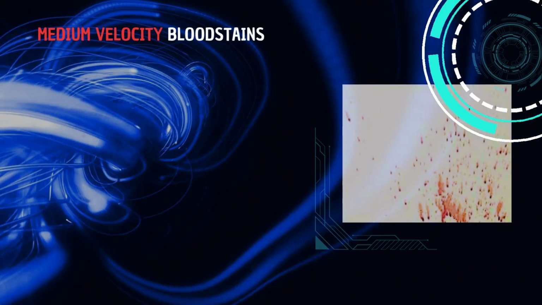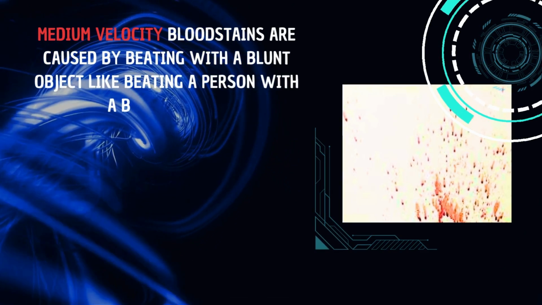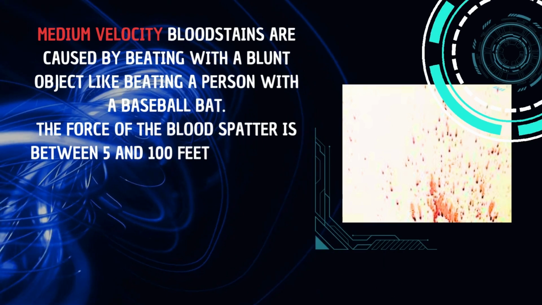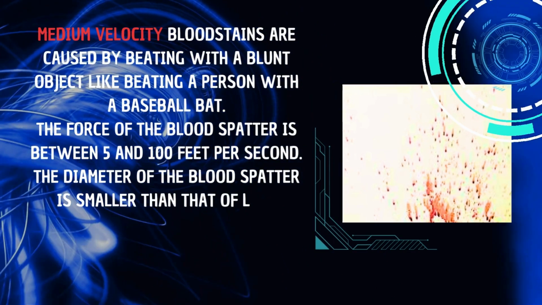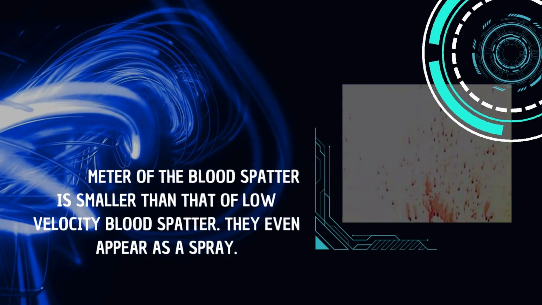Medium-velocity bloodstains are caused by beating with a blunt object, like beating a person with a baseball bat. The force of the blood spatter is between 5 and 100 feet per second. The diameter of the blood spatter is smaller than that of low-velocity blood spatter. They even appear as a spray.